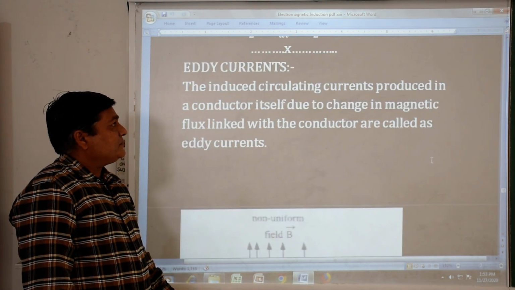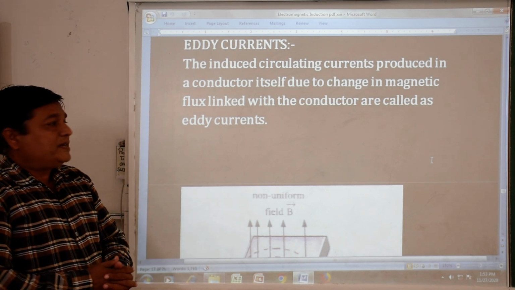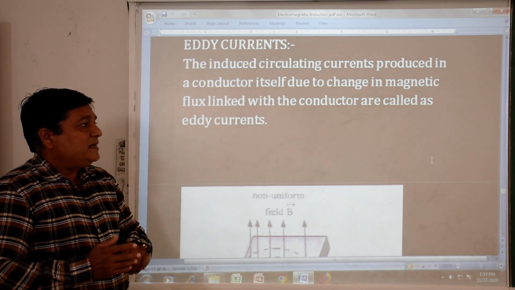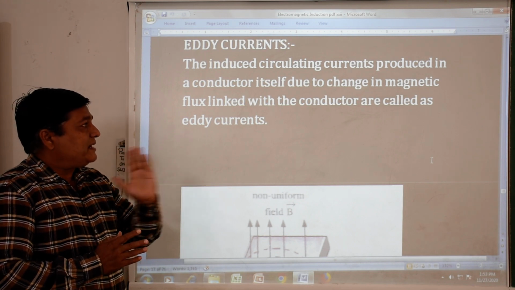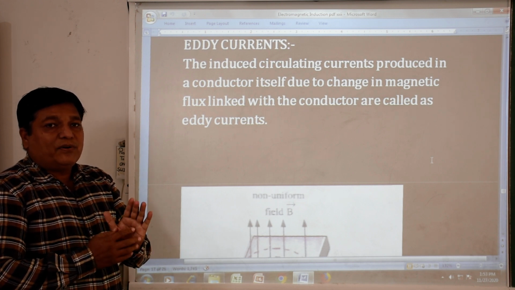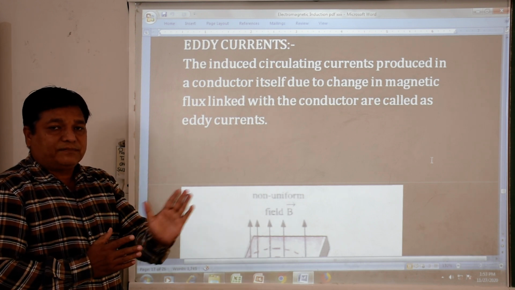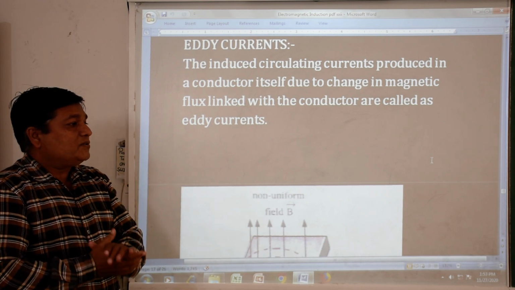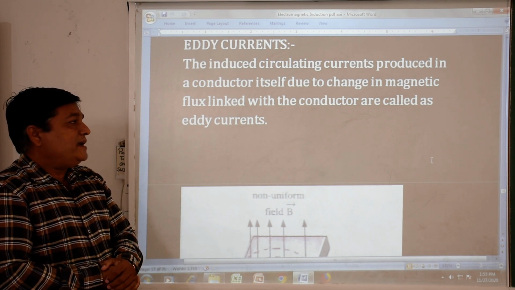Eddy current. What do you understand by eddy current? We can say that eddy currents are those currents which are produced whenever the magnetic flux linked with a particular conductor changes. Due to this change in magnetic flux, an induced current is produced in the form of eddies over the surface of the conductor, which opposes the motion of the conductor, or which opposes the cause. So these types of circulating currents are called eddy currents.